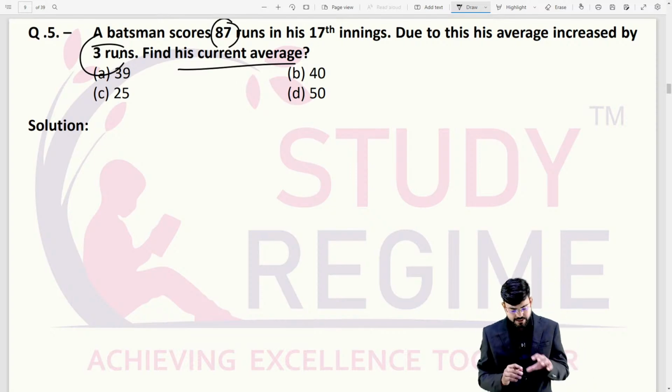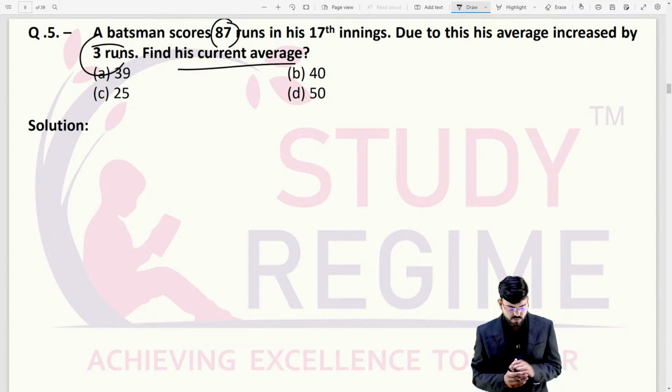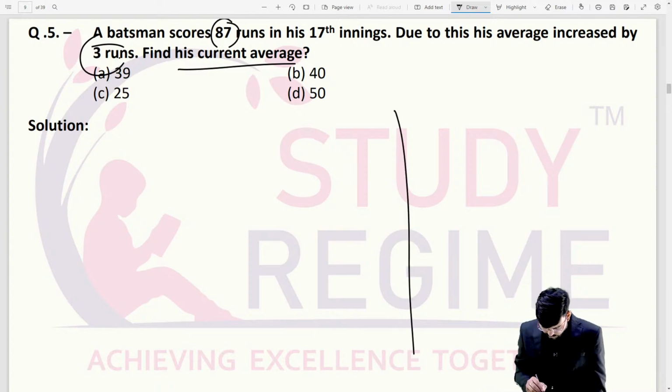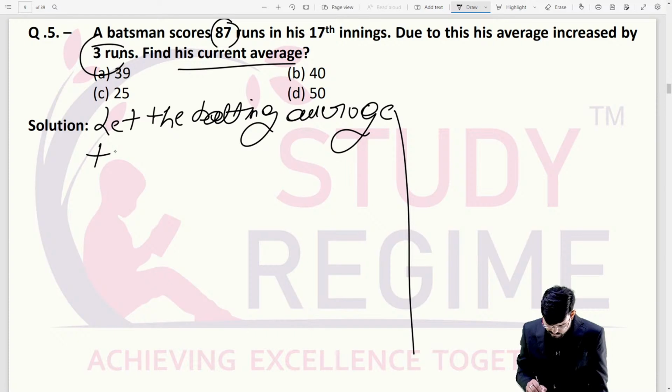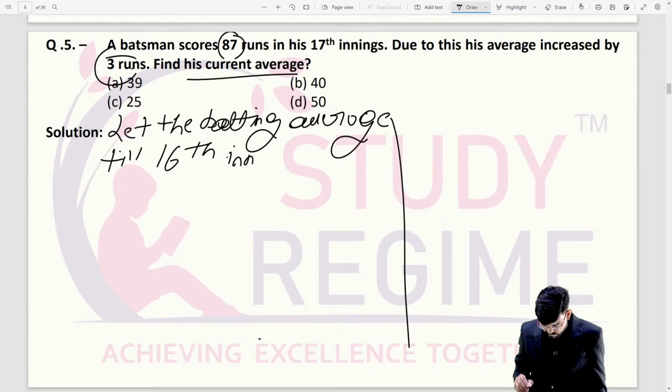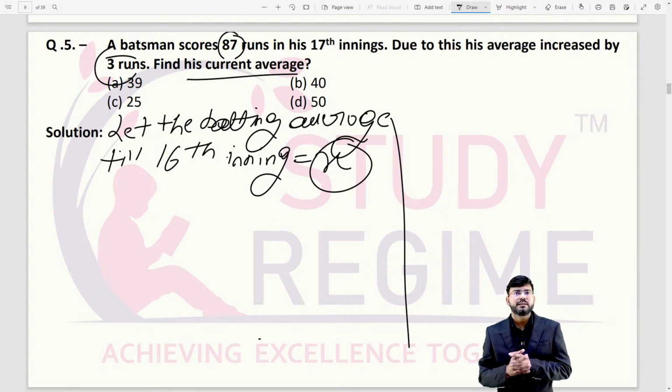You have to assume two things. If the batsman is playing his 17th inning, that means he has already played 16 innings. So we will assume here that the batting average till 16th inning is equal to X.